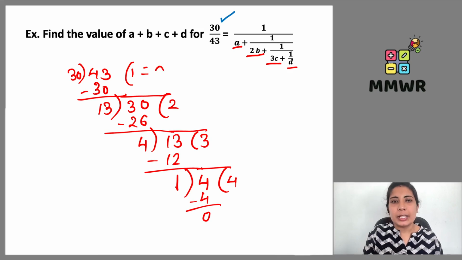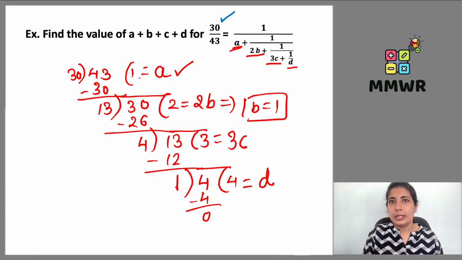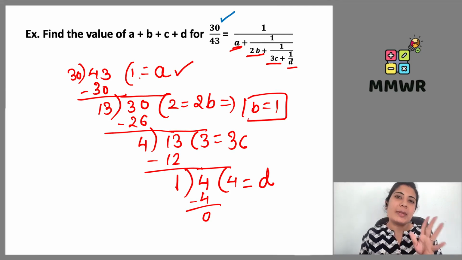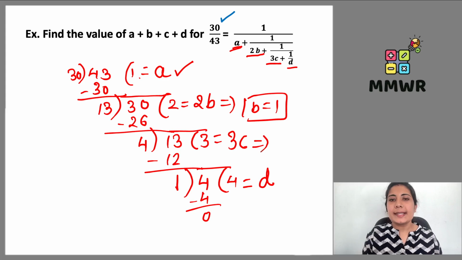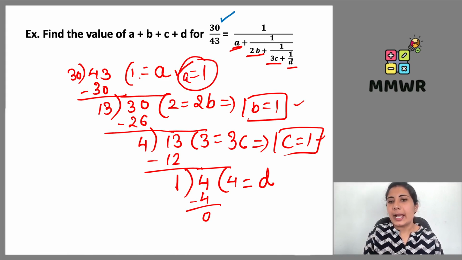So this is equivalent to A, this is equivalent to 2B, this is equivalent to 3C, and this is equivalent to D. From here we got the value for A. From here we got the value for B: 2B equals 2, that means the value for B is 1. 3C equals 3, that means the value for C is 1. We got the values for A, B, C, and D, whose value is 4.